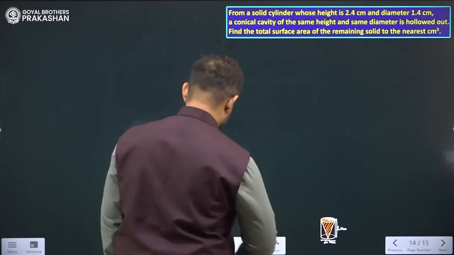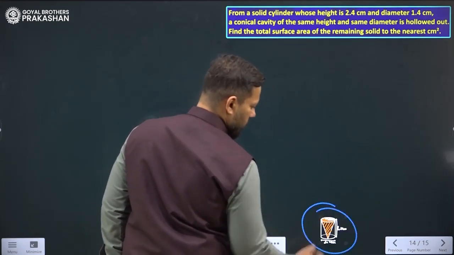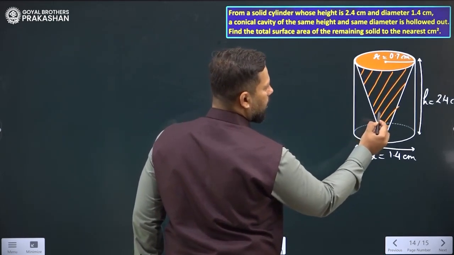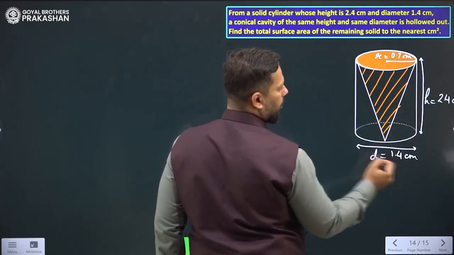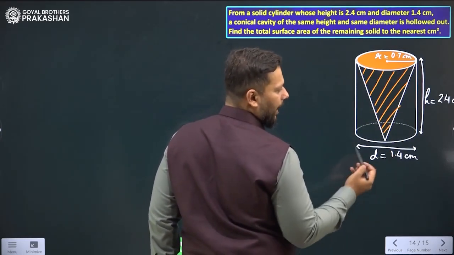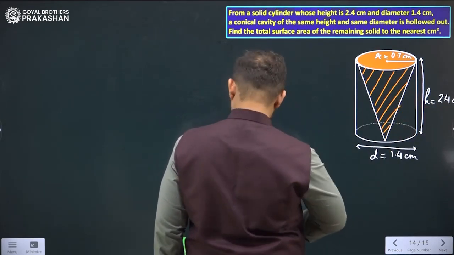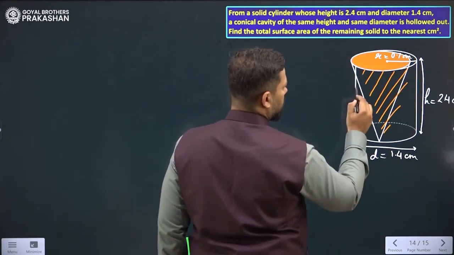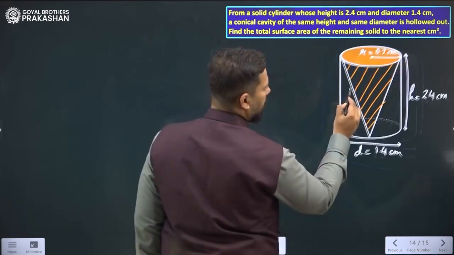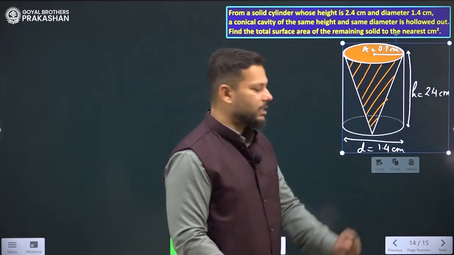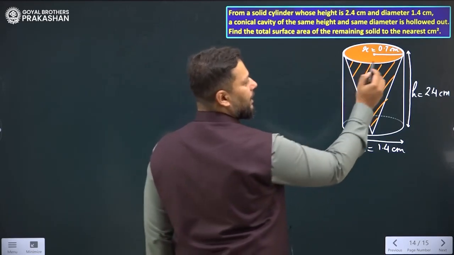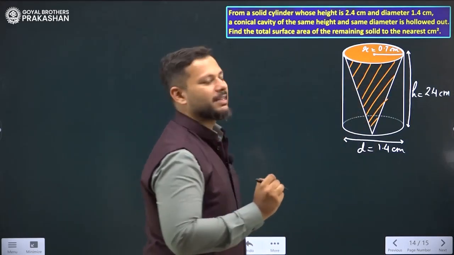Let us look at the figure. The figure must look like this. This is a cylindrical body, a solid cylinder, which is having the diameter 1.4 centimeter and height 2.4 centimeter. So we have the height as 2.4 centimeter, diameter as 1.4 centimeter, and if the diameter is 1.4 centimeter, radius is definitely going to be 0.7 centimeter.